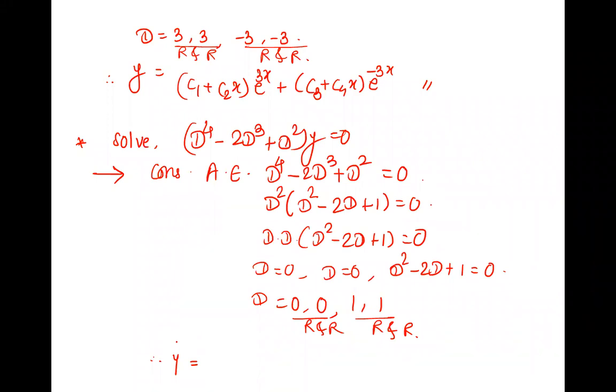C1 plus C2x into e raised to 0x. It's okay that we cannot write that as it is 1, plus C3 plus C4x into e raised to 1x. Here it is into e raised to 0x, but as its value is 1, you can ignore writing e raised to 0x. So this is your general solution.